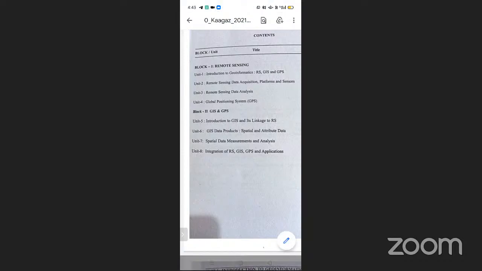Coming to the second block, that is GIS and GPS. Unit five speaks about the introduction to GIS and its linkage to remote sensing. Unit 6 is GIS data products, spatial and attribute. Unit 7 is spatial data measurements and analysis. Unit 8 is integration of remote sensing, GPS and applications.